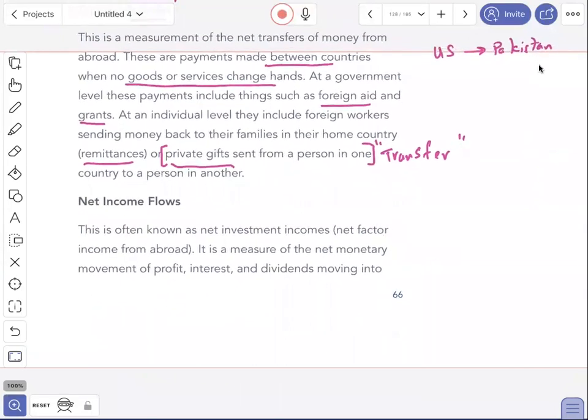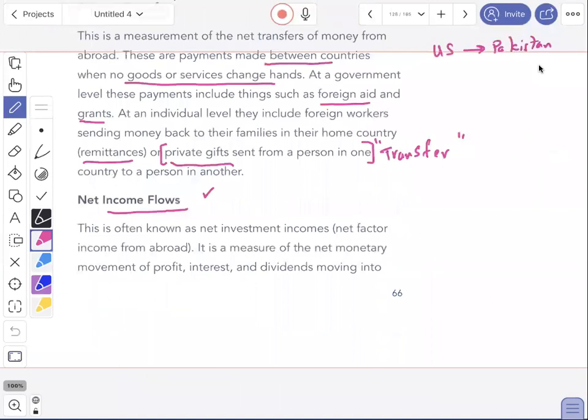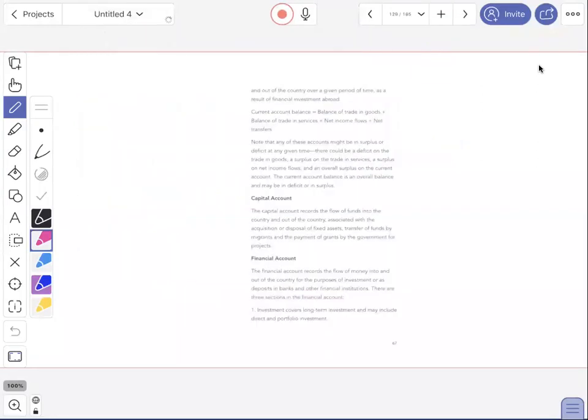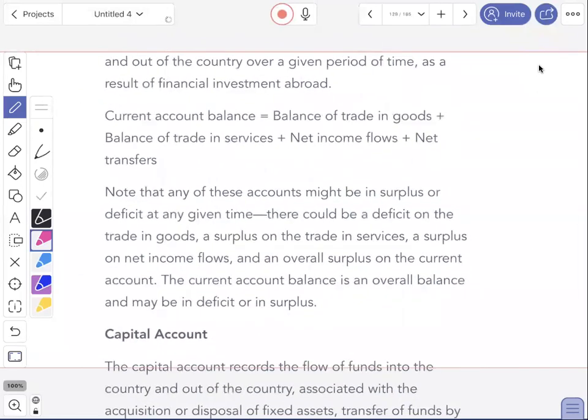Then comes your net income flows. What are net income flows? Net income flows are basically all the incomes that are flowing into the country. They're also called net investment income, by the way, or net factor income from abroad. And they include profit, interest, dividends, rents, and so on and so forth. And that's why when you look at current account balance, it will include your balance of trade in goods plus balance of trade in services plus net income flows and transfers.